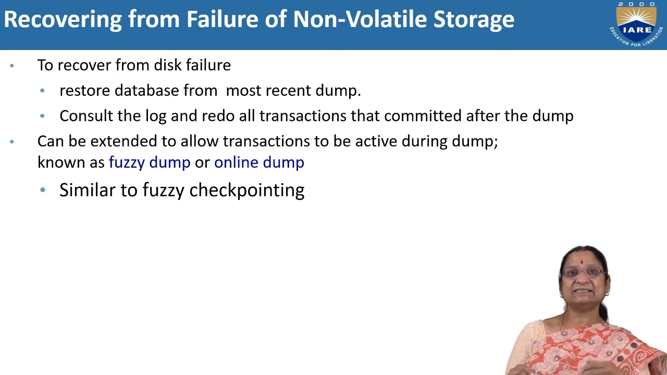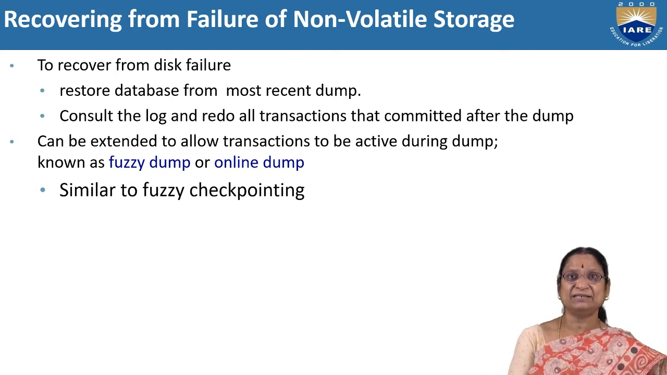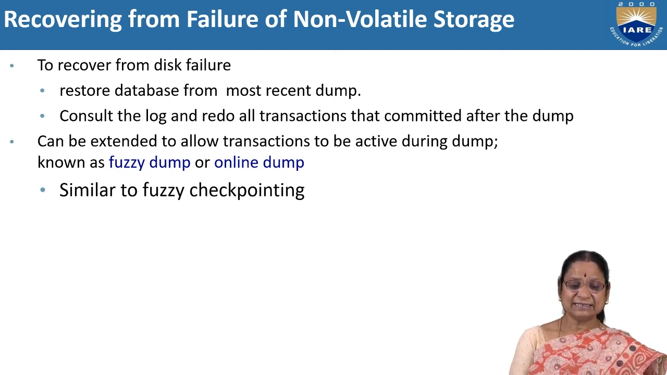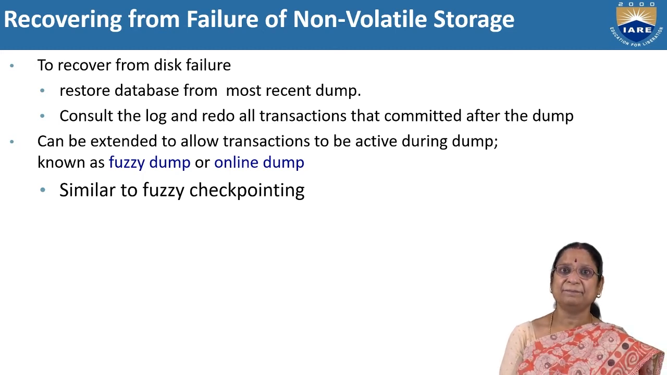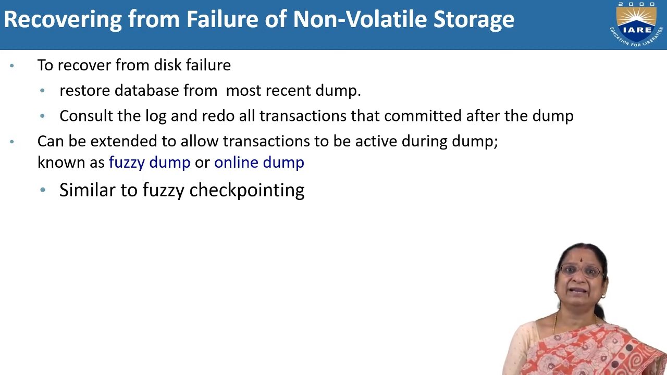So in such cases, if any failure occurs, to recover from the disk failure, restore the data from the most recent dump, because the backup is there up to that point. From there onwards, consult the log records available, redo all transactions that committed after the dump, and undo the transactions which started but did not complete. This is extended to allow transactions to be active during the dump, known as a fuzzy dump or an online dump.